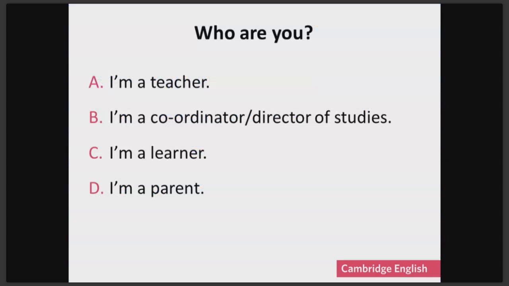And what we're going to do is just find out a little bit about you before I hand over to David and Tom. So we'd like to know who you are. Under your chat box, in a second or two, you will see the letters A, B, C and D. So if you are a teacher, click on A. If you are a coordinator or director of studies, click on B. If you're a learner, click on C. And if you're a parent, click on D.